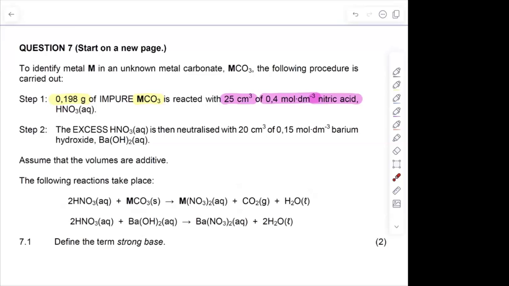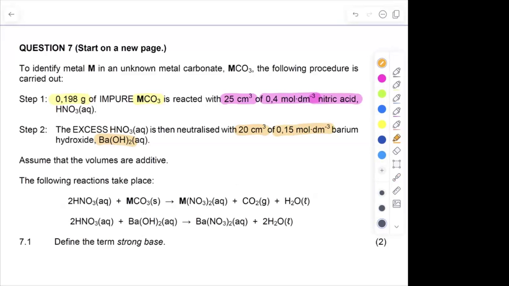So that's step 1. We mix our metal carbonate with nitric acid. We get a salt, carbon dioxide, and water. Step 2, then the excess HNO3 is then neutralized with 20 cubic centimeters. Let me quickly make a note of that in a different color as something that we need to note. 20 cubic centimeters of 0.15 mole per decimeter cubed barium hydroxide, right?